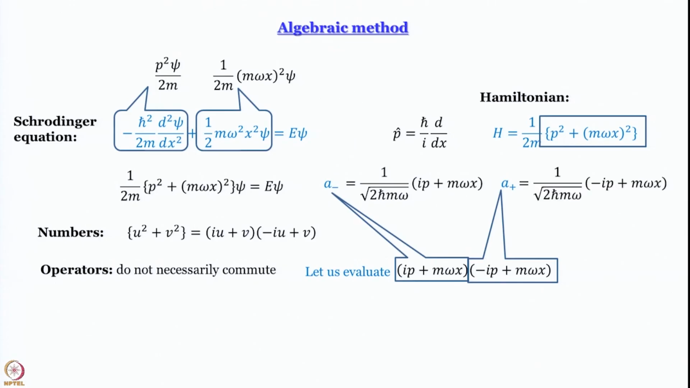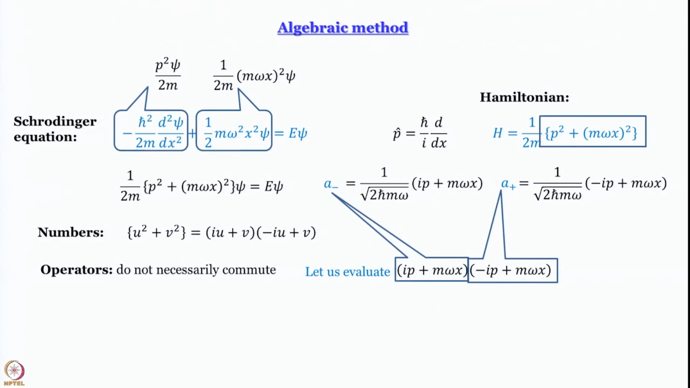Similarly, a plus is 1 by root over 2 h cross m omega multiplied by minus ip plus m omega x. So, we have defined the factors, and then what we want to do is work out the product. Remember these are operators once again. I am repeating this many times because this is a concept that often does not sink in if I just say it once and go ahead.